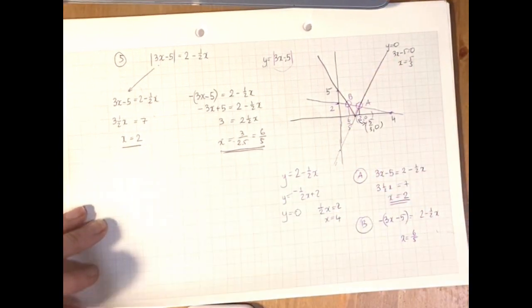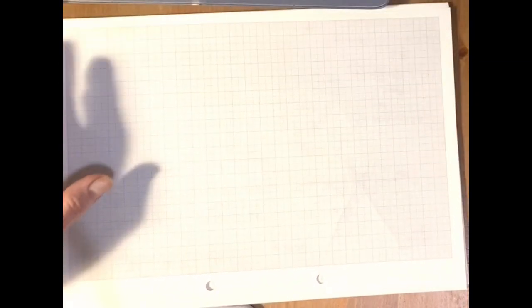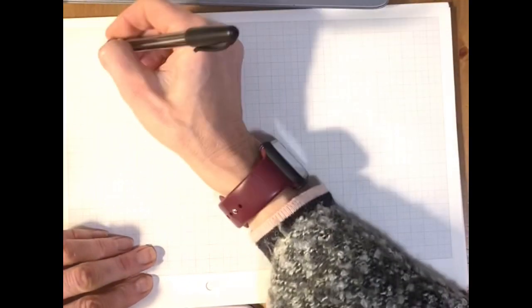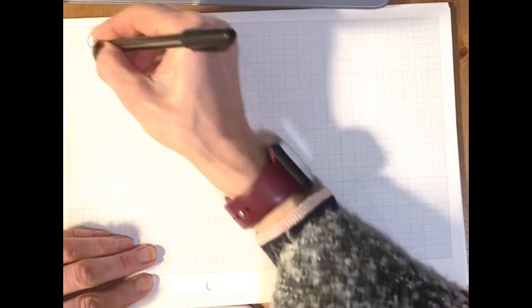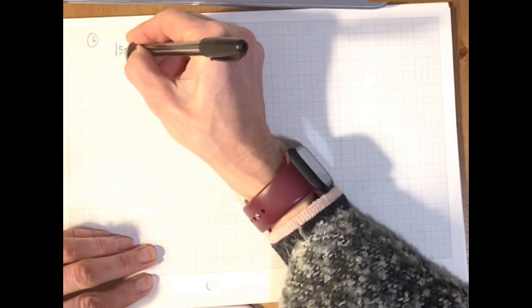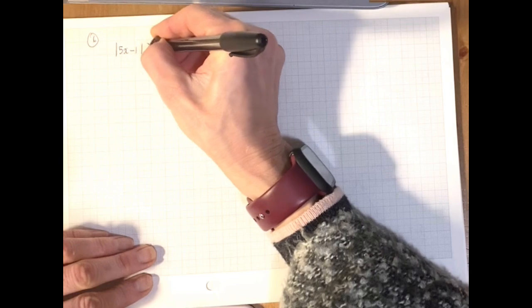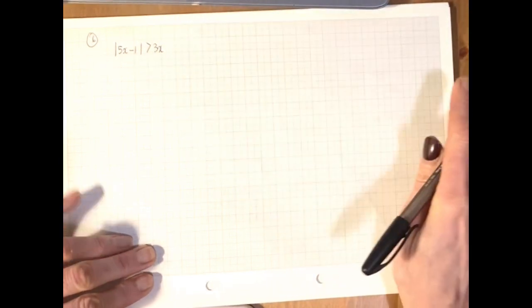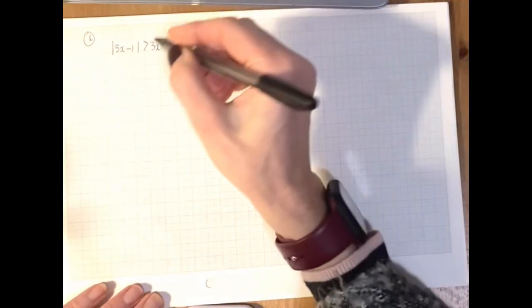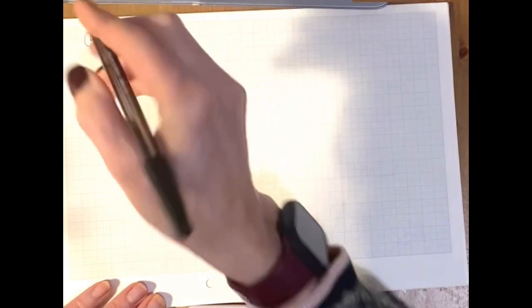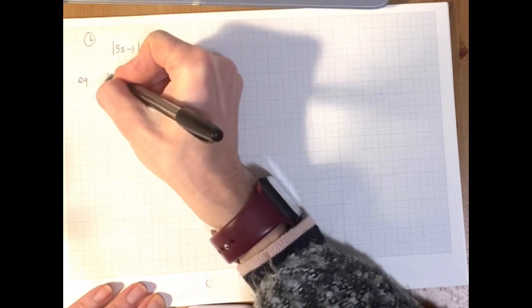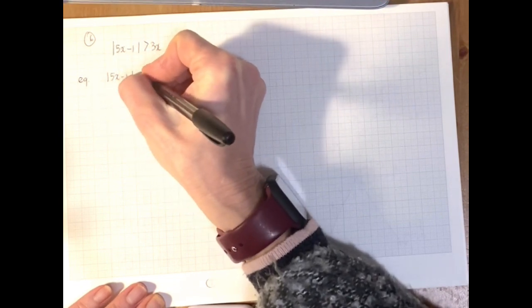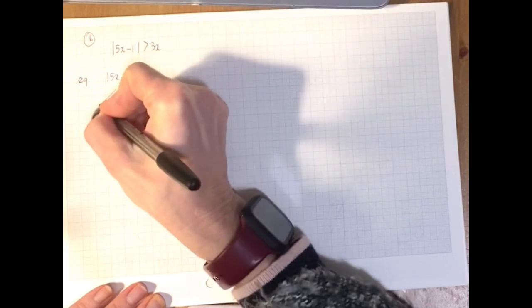There you go. So there's one more example, example 6, before exercise 2a. So example 6 is an inequality: modulus of 5x minus 1 is greater than 3x. So let's first of all find the solution to the equation. So modulus of 5x minus 1 is equal to 3x. So we'll do it algebraically.